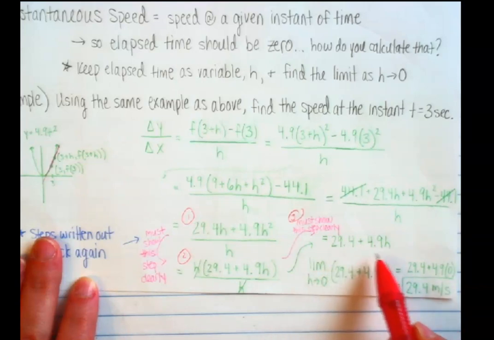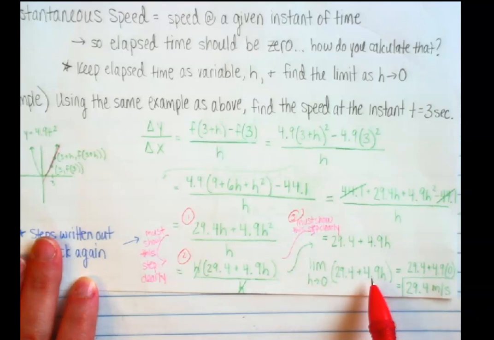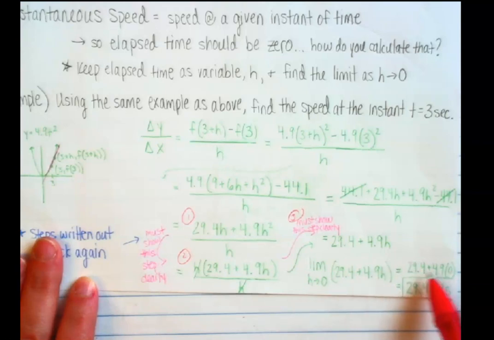Once you've simplified the expression, now in order to actually find the instantaneous speed, we're going to calculate the limit. So I'm going to be finding the limit as h approaches 0 of this expression. Well, the great thing is, since this expression is a polynomial, I know that I can just use substitution to calculate that limit. So I substitute 0 in for h. That allows me to get rid of the limit, and then evaluate. And once I've evaluated, I've found my instantaneous speed.